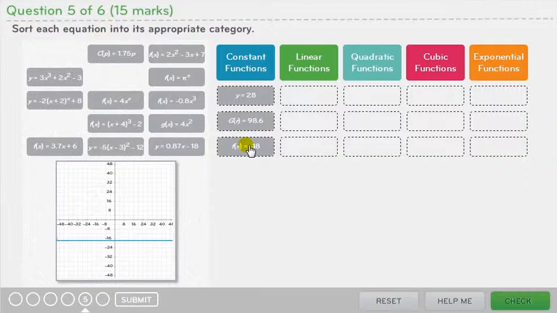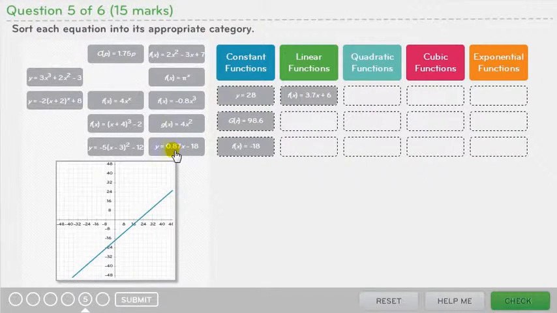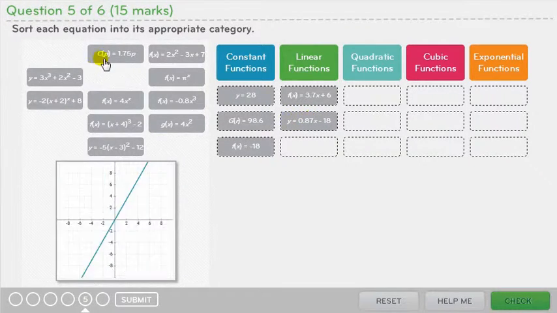Linear functions form oblique lines, and they have x raised to the highest power of 1. F of x equals 3.7x plus 6 has x raised to the highest power of 1. Y equals 0.87x minus 18 has x raised to the highest power of 1, and we can see it forms an oblique line. And lastly, c of p equals 1.75 times p is another linear function.